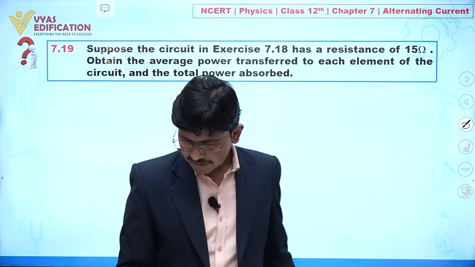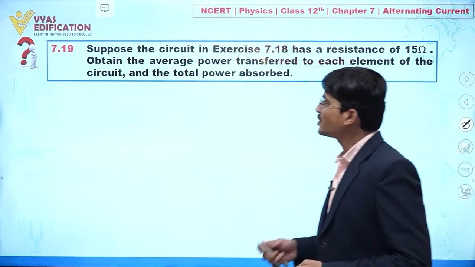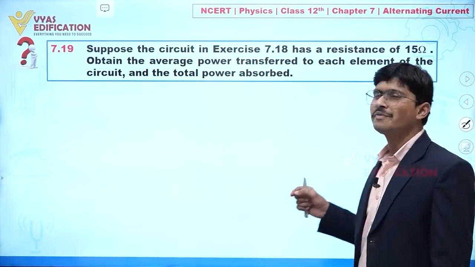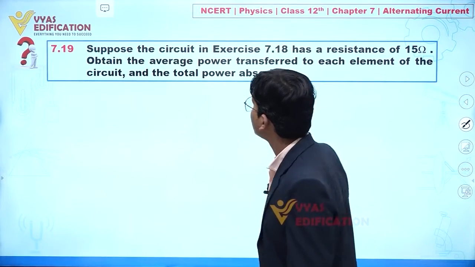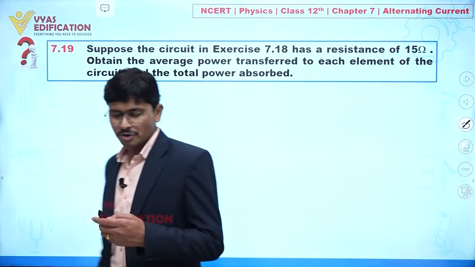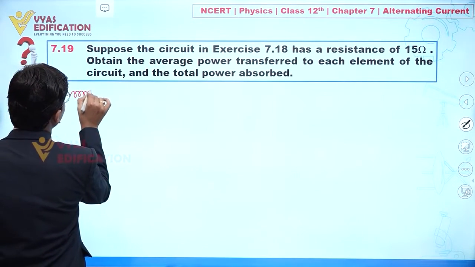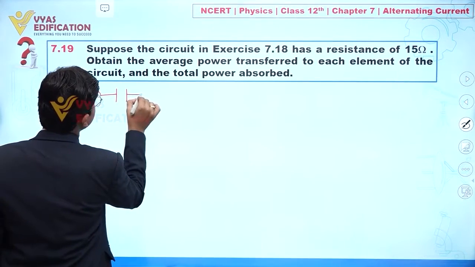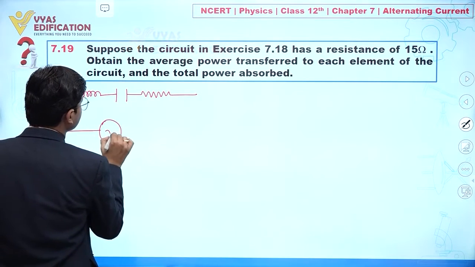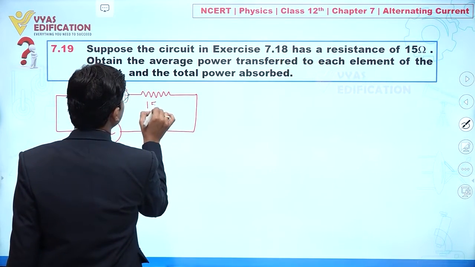Now students, we are going to discuss question number 7.19. It is given: suppose the circuit in exercise 7.18 has a resistance of 15 ohm, then obtain the average power transfer to each element of the circuit and the total power absorbed. Let's suppose I draw this circuit diagram: this is an inductor, this is a capacitor, and we are connecting our resistance also with an AC source. The value of resistance is given as 15 ohm.